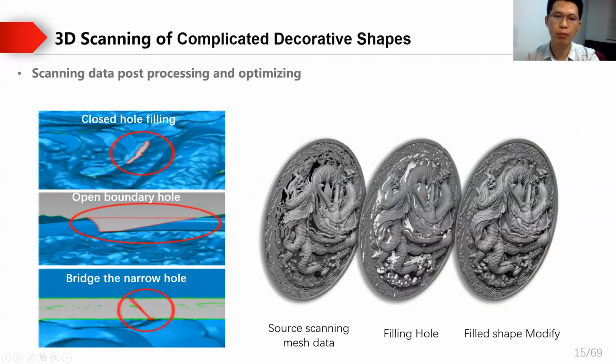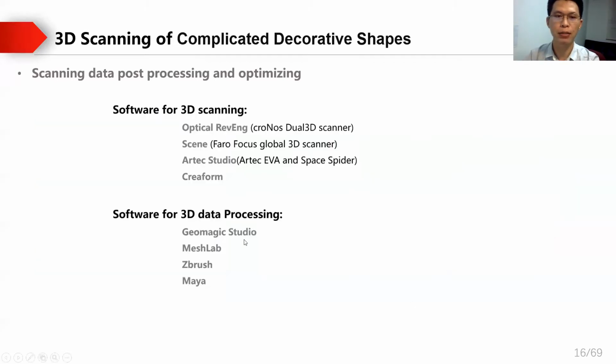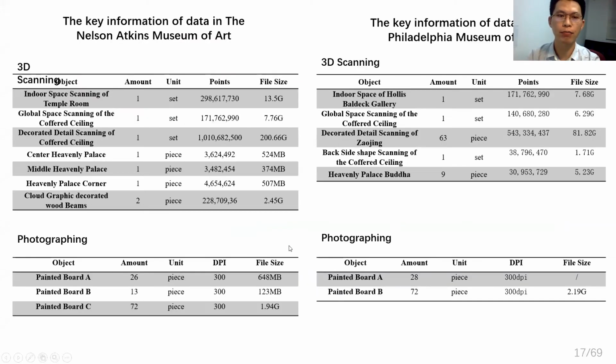To solve the data missing problem in ceiling scanning, we developed a data optimizing method. First, we applied semi-automatic hole filling tools to the missing parts. The left picture shows 3 types of data missing and the corresponding hole filling strategy. For complicated missing information, after hole filling steps, we use digital sculpture software to modify the shapes and distortion with reference photographs. And this is the main software we used during the scanning project.